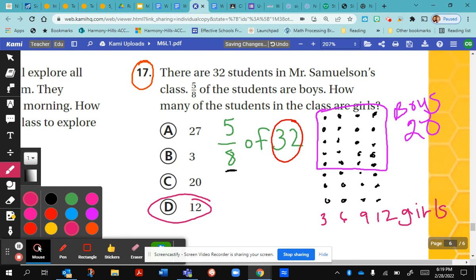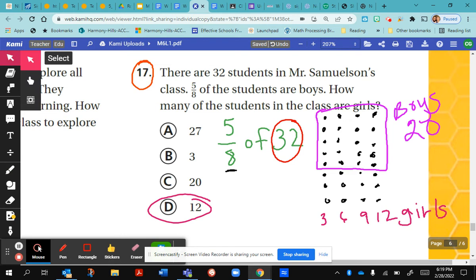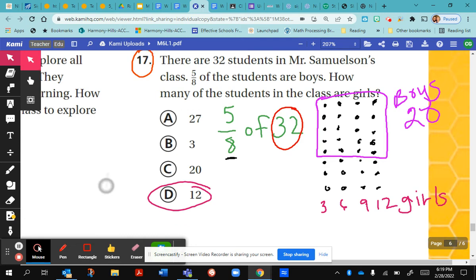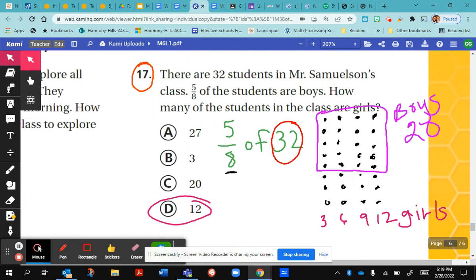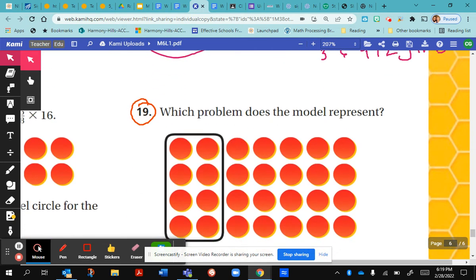All right, very good. Let's look at the next one. Does that make sense? I just want to make sure that you're understanding the concept, because on STAR they're going to have models that you would need to pick out and then come up with the answer, or they'll start you off with a model and you would have to finish it up to get the answer. So I want to make sure that you're understanding that whole concept.